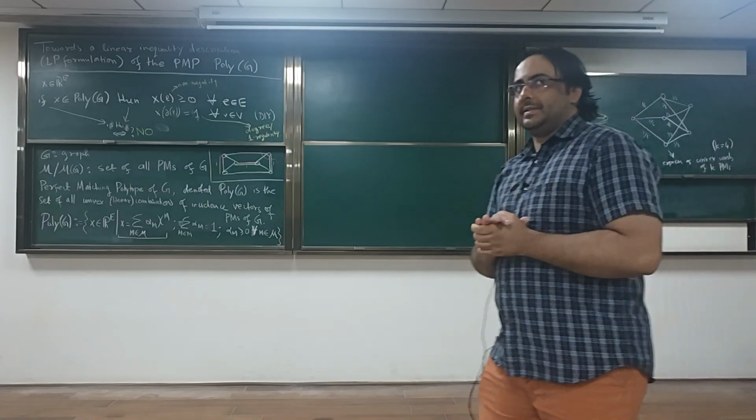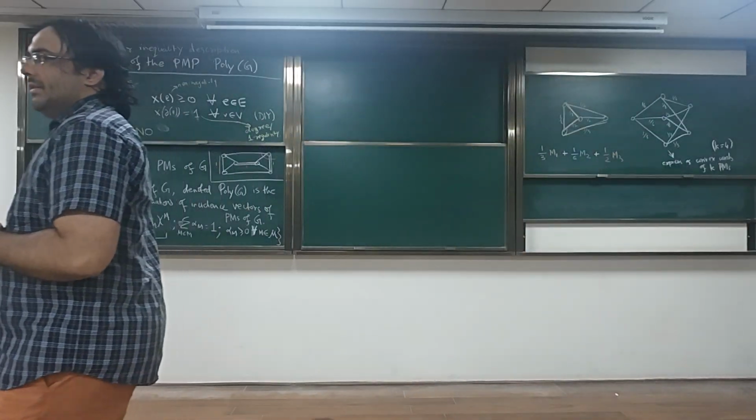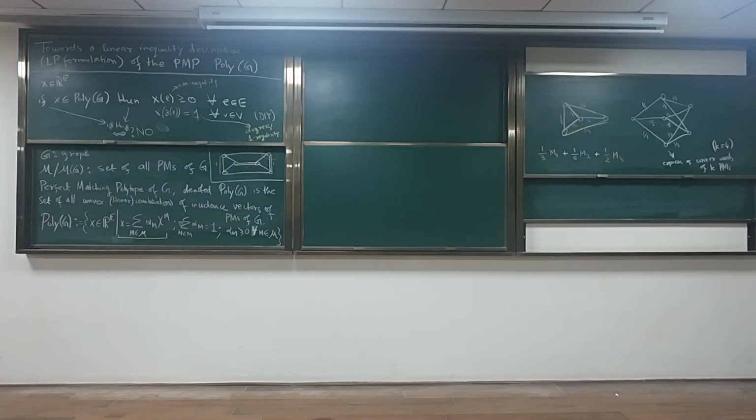In fact, the simplest example is actually a graph that does not even have a perfect matching. But you can still make such a vector, which would be absurd, right? Because if there is such a vector, but there are no perfect matchings, that means the perfect matching polytope is a convex set, which is the empty set.